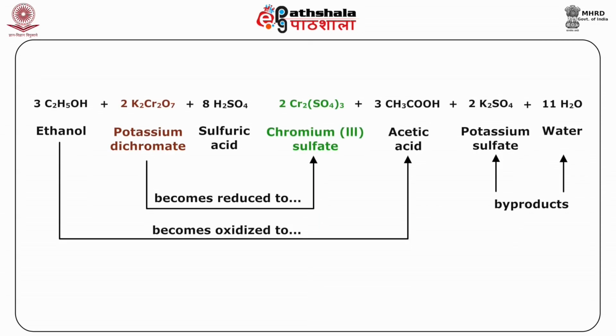The alcohol present in the breath readily dissolves in potassium dichromate and gets oxidized to acetic acid. In this reaction, as the dichromate ion changes to chromium ion, the color of the solution changes from orange to green. The intensity of the change in color is in proportion to the quantity of alcohol in exhaled air.